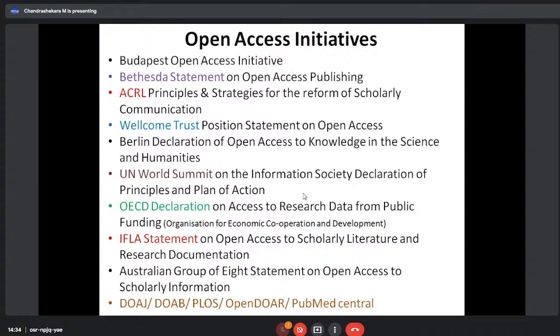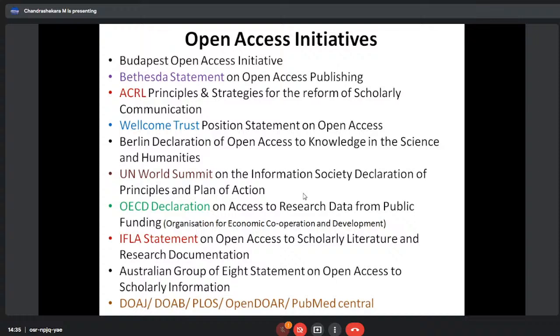Then, you know that, no? OECD, Organisation for Economic Cooperation and Development. IFLA, because this is more popular, International Federation of Library Associations, Statement on Open Access to Scholarly Literature and Research Documentation. How we have to do this, what policies we have to adopt, all these things they have here. Australian Group of Eight Statement on Open Access to Scholarly Information, okay, this is one.